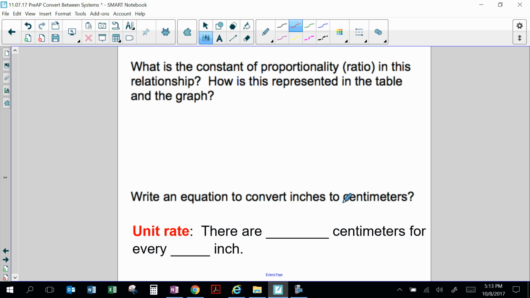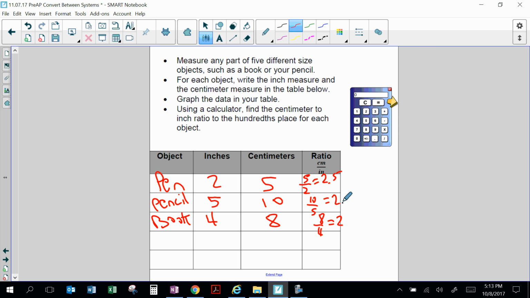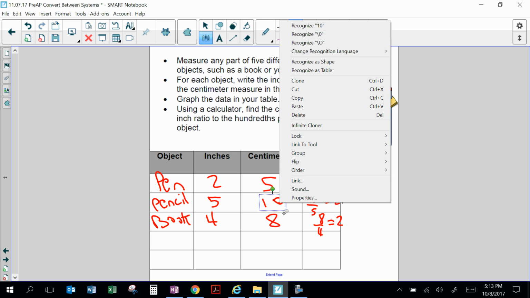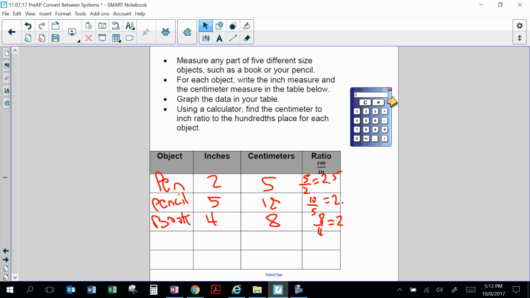How is the constant of proportionality ratio in this relationship? How is this represented in the table and the graph? Well, first of all, it's not really accurate here. If we go back and remeasure, because I will tell kids, can you please try to remeasure this again? Then you're going to say, oh, this 10 is really 12, whoops, this 10 is really 12.5.